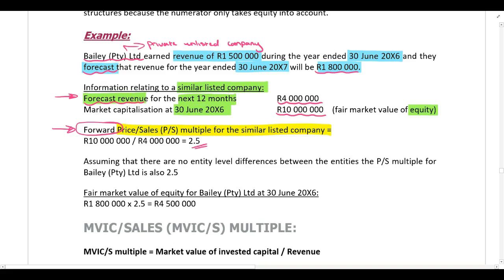So once again, if we assume that there are no entity level differences between the companies, then we can use the same multiple that we have for the listed company in order to value the private unlisted company. How do we calculate our value? We take the forecast revenue, we multiply it by our multiple, and we get the value. And please note, I used equity when I was calculating the multiple for the similar listed company. So that means this answer is the fair market value of equity.